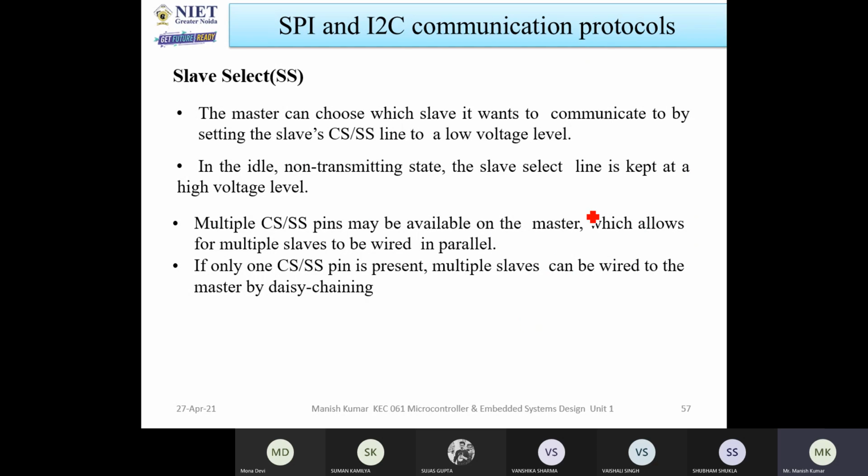So now the slave select lines. I already told you, these are active low signals. Whenever you want to use multiple slaves, then with the slave select lines you have to decide which slaves you want to use. If, let us consider, 3 slaves are present, then 3 slave select lines will be there in the master.